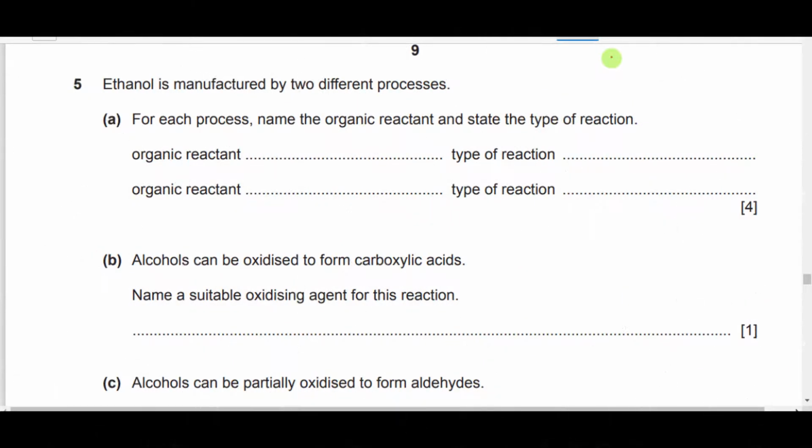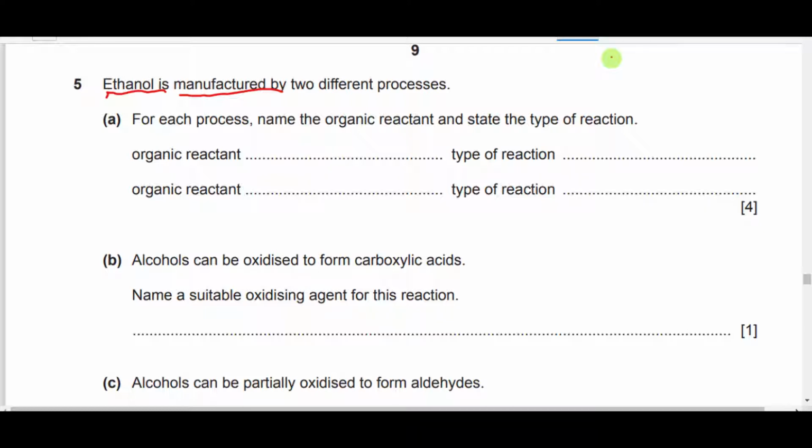Question 5 says, ethanol is manufactured by two different processes. A. For each process, name the organic reactant and state the type of reaction. What are the keywords here? Ethanol, and not just ethanol, but manufacturing of ethanol. That's the processes by which ethanol is manufactured.